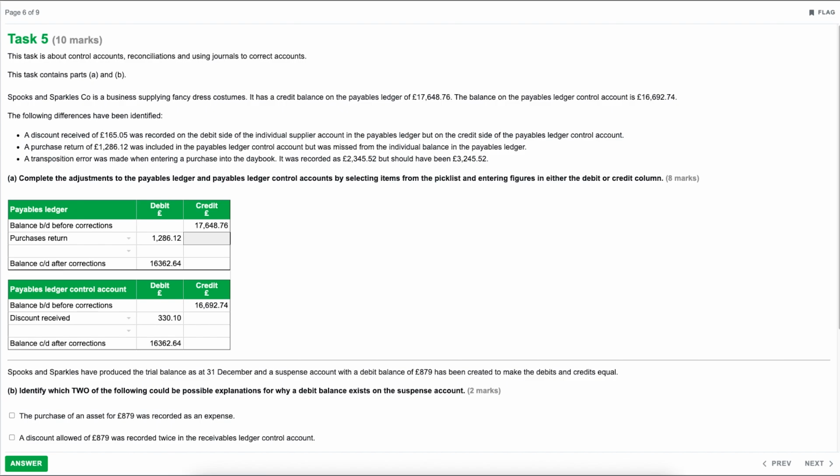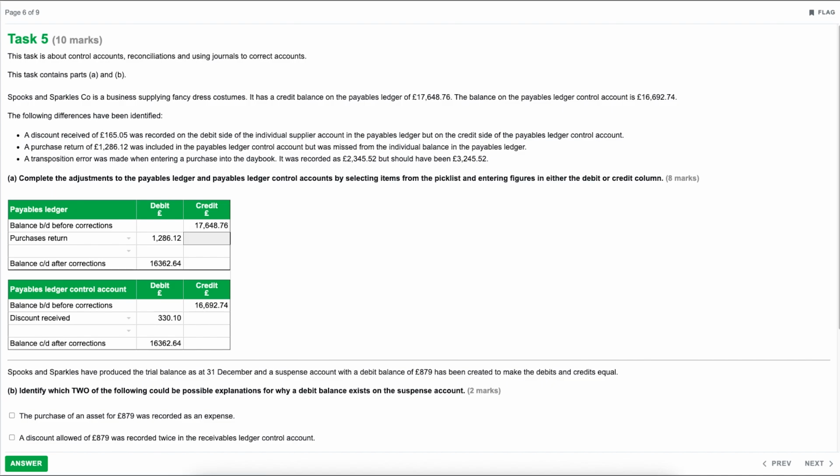Now, because these are purchases on credit, this would increase both the payables ledger and payables ledger control. So the entry should go on the credit side of the account. However, we are doing the correction here. So what we need to double check is, have we put this in too high or have we put it in too low? Now, if we look at this, it states it was recorded as £2,345.52 and should have been £3,245.52. So we've actually entered this in too low.